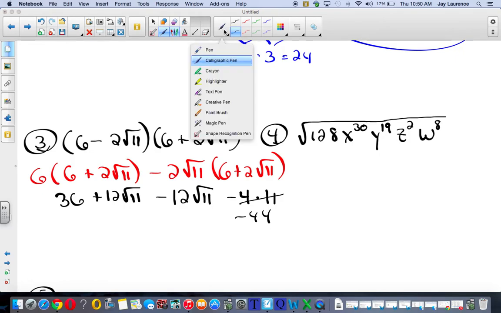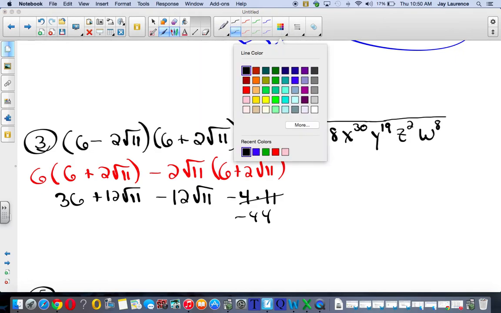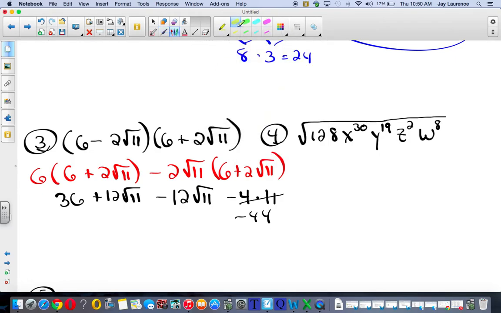So I'm going to go to combine like terms, and you know, a lot of you have stopped using your highlighters. I'm not sure why. If it helps you get the right answer, please use your highlighters. All right, so I'm highlighting like terms here.